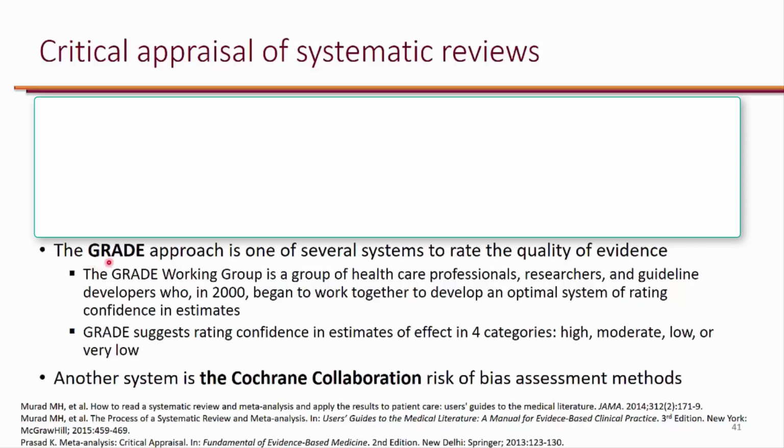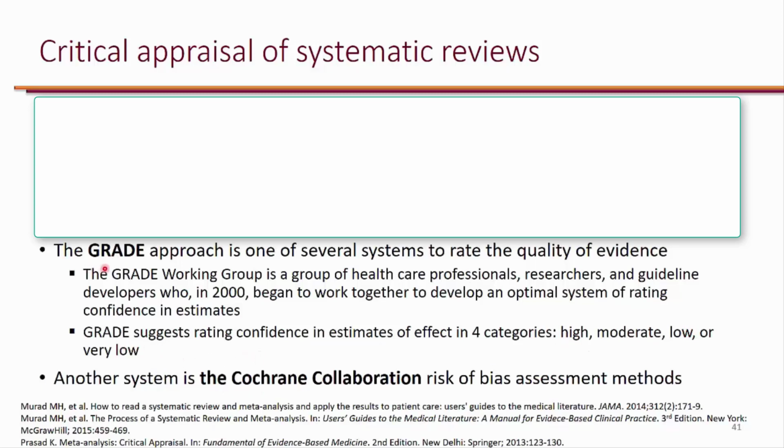Another tool that's available is the GRADE approach. It is one of several systems to rate the quality of evidence. We don't need to go into details, but especially guidelines, let's say for pneumonia, because they do a systematic review of the evidence for treatment of pneumonia, they use the GRADE approach to grade the level of evidence, and they usually come in 4 categories. So there's a high level, there's a moderate, low, or very low.